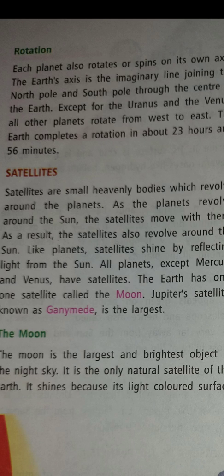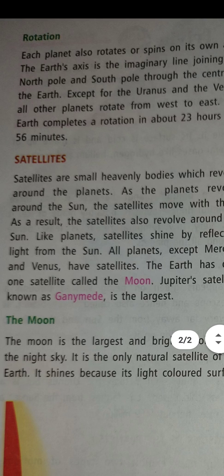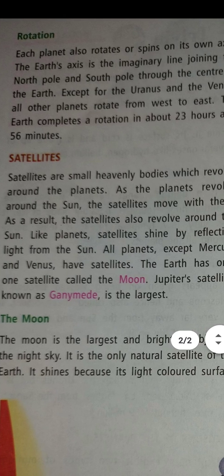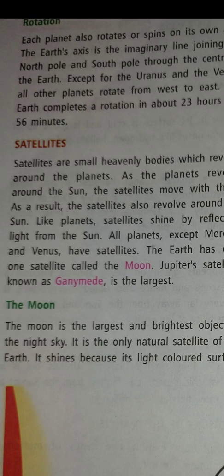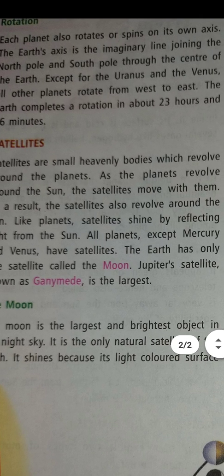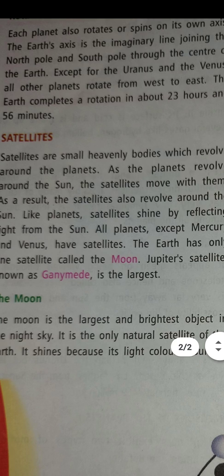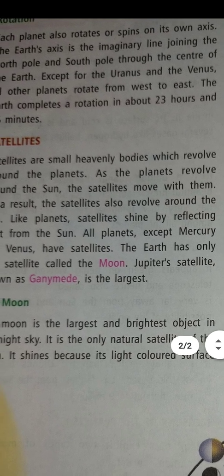Now we'll discuss the satellites. Its Hindi meaning is upagrah, and satellites are also small heavenly bodies. These are very small heavenly bodies which also revolve around the planets, and planets revolve around the sun and satellites revolve around the planets. As the planets revolve around the sun, I have already told you that satellites move with them.